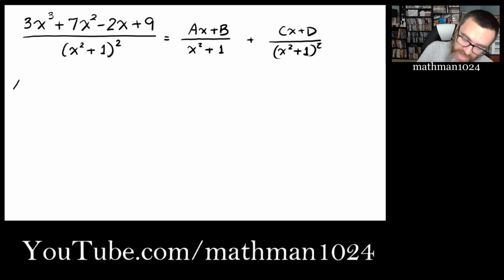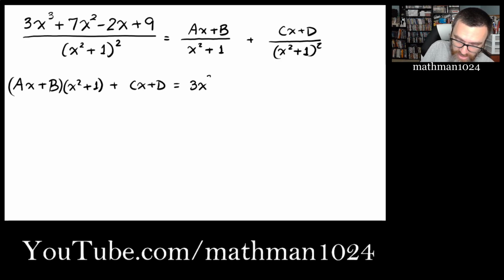So the ax plus b is missing the factor of x squared plus 1. And then you have cx plus d that's not missing anything. And this whole guy is equal to 3x to the third plus 7x squared minus 2x plus 9.